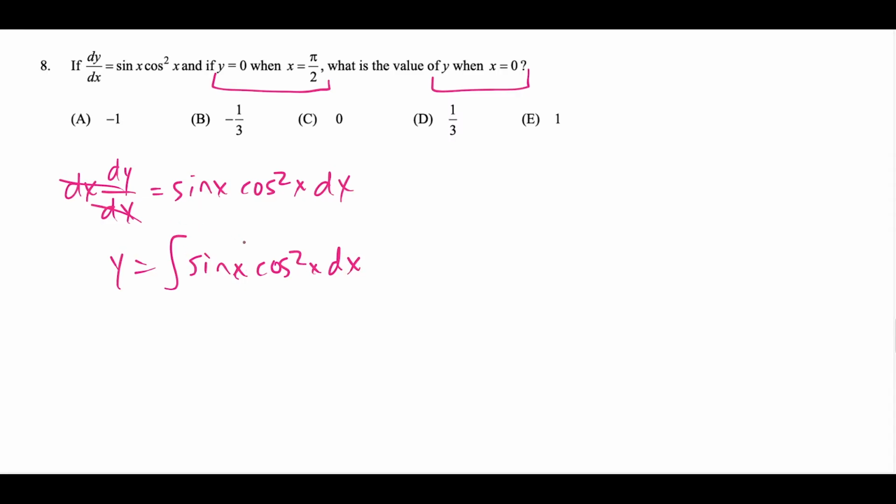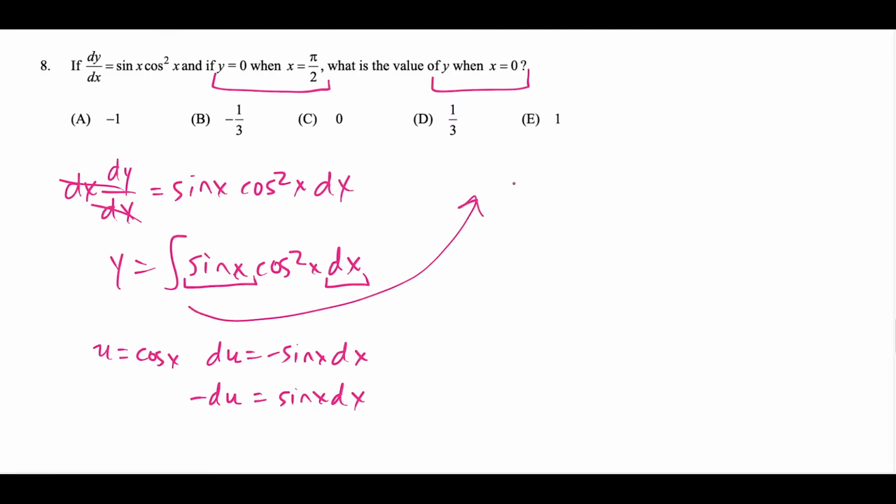Okay, so there's sine x cosine squared x dx. And to work this one out here, we're going to use a u substitution. So we have u is equal to cosine x, which tells us that du is equal to negative sine x dx. And what I like to do for these questions is I'm going to solve for the leftovers. I want to get sine x dx by itself. So I'm just going to move that negative over, and that gets us here. So then we make the substitution.